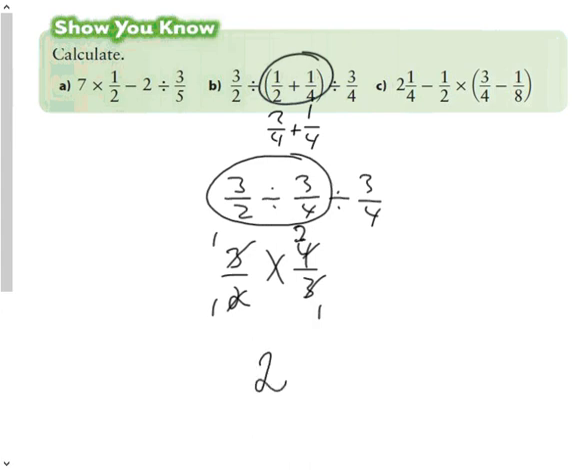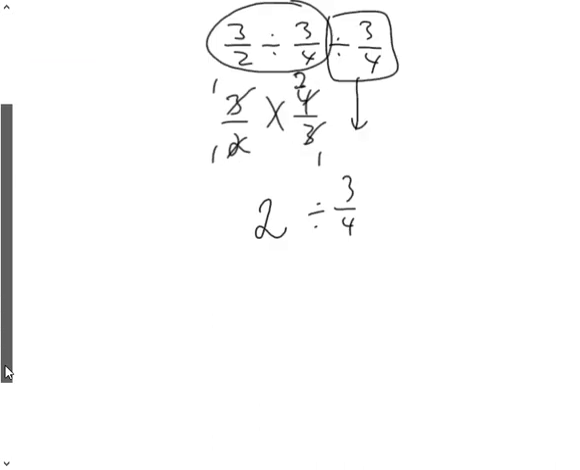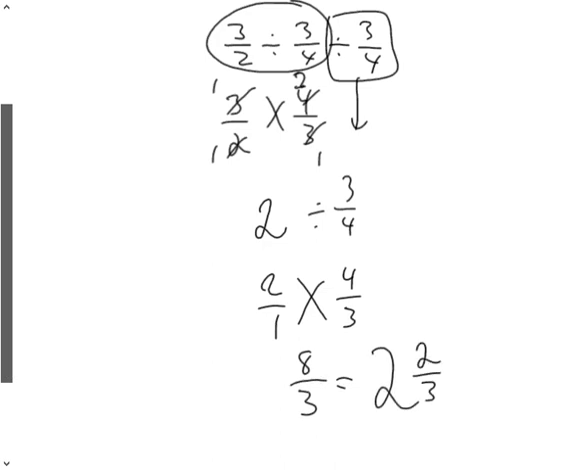Okay? Now this part here, which I haven't done yet, comes straight down and it becomes 2 divided by 3 quarters. So now 2, we want to think of our whole numbers as being over 1. Change our division to multiplication and use the reciprocal. So once we keep, change, flip, we end up with 8 over 3, which is improper, so we want to change that to mixed, which is 2 and 2/3.